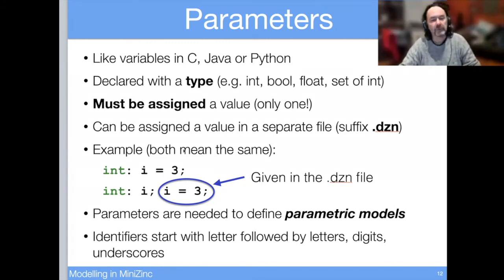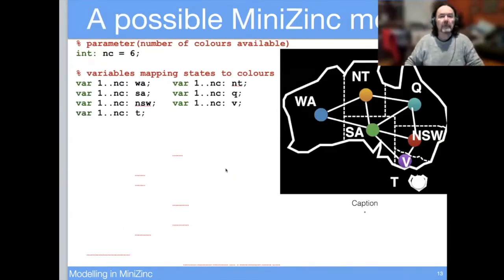So that's a typical kind of identifier description in many languages. Okay, parameters, easy enough. What about variables? Okay, so we have to declare a variable for each of our states. So you can see we've got a WA variable for the colour of WA, NT for NT, SA for South Australia, Q for Queensland, NSW for New South Wales, V for Victoria, and T for Tasmania.